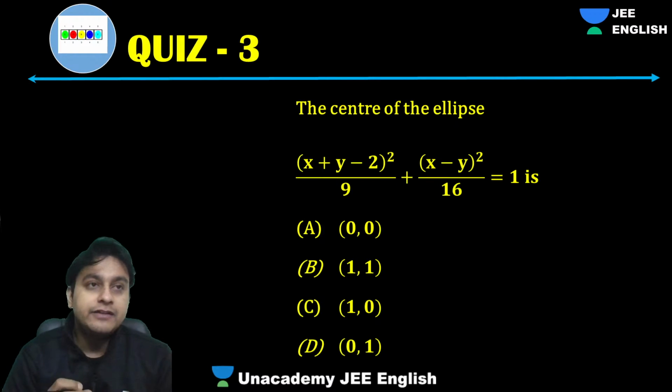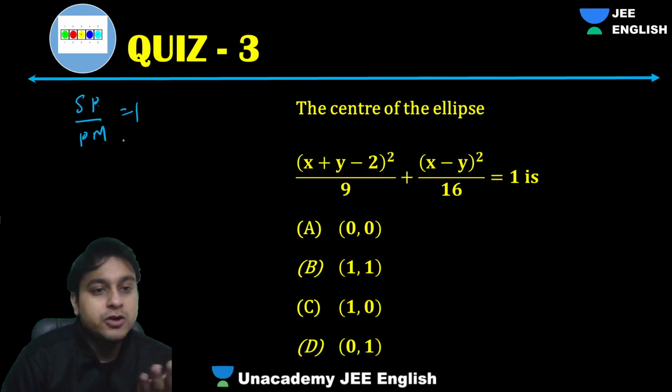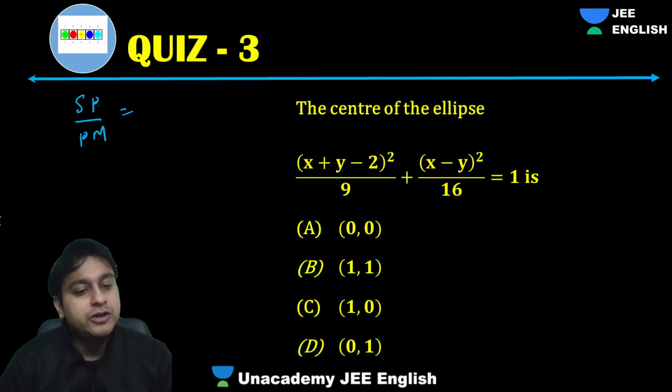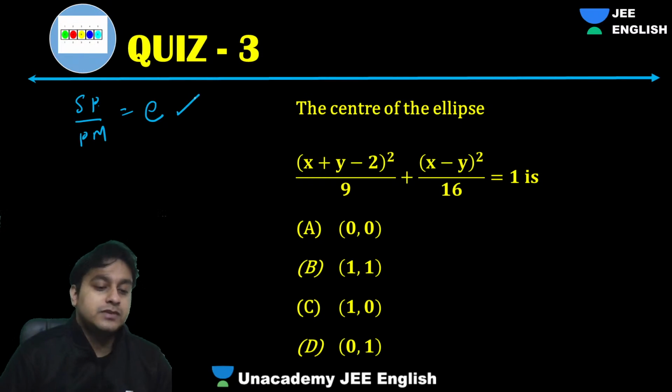One definition was what, guys? That SP by PM was equal to 1. From there we were getting one equation of the parabola. We used to take any point as x comma y and we used to get the derivation of the parabola. Here also you can do it the same way. If eccentricity is given, you can equate it to e, and again you will get the equation of the ellipse. That is also one very nice procedure.